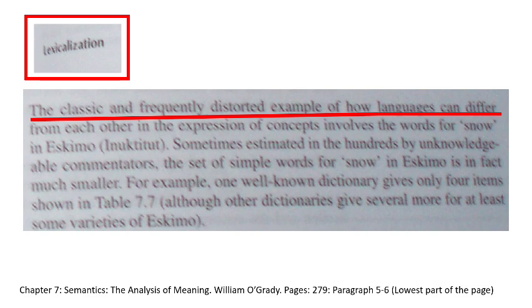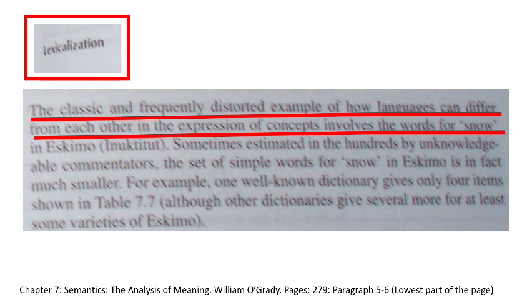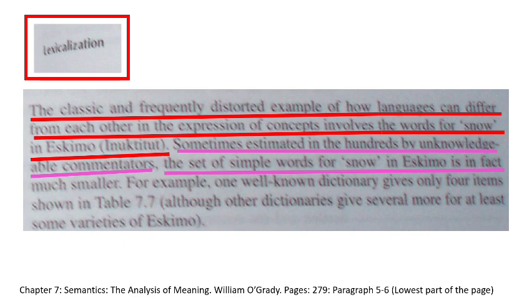Lexicalization, the classic and frequently distorted example of how languages can differ from each other in the expression of concepts, involves the words for snow in Eskimo, Inuktitut, sometimes estimated in the hundreds by unknowledgeable commentators. The set of simple words for snow in Eskimo is in fact much smaller. For example, one well-known dictionary gives only 4 items shown in Table 7.7, although other dictionaries give several more for at least some varieties of Eskimo.